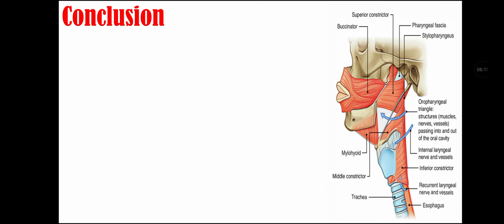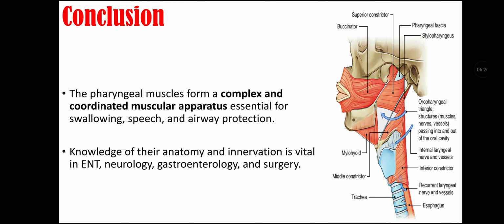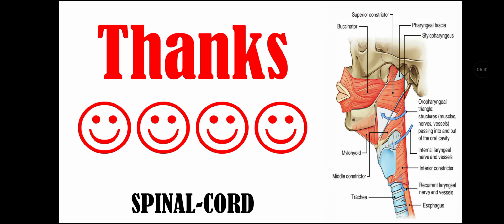Now let's talk about conclusion of this lecture video. Pharyngeal muscles form a complex and coordinated muscular apparatus that is essential for swallowing, speech, and airway protection. Knowledge of their anatomy and innervation is vital in ENT, neurology, gastroenterology, and surgery. And this was all about pharynx muscles.